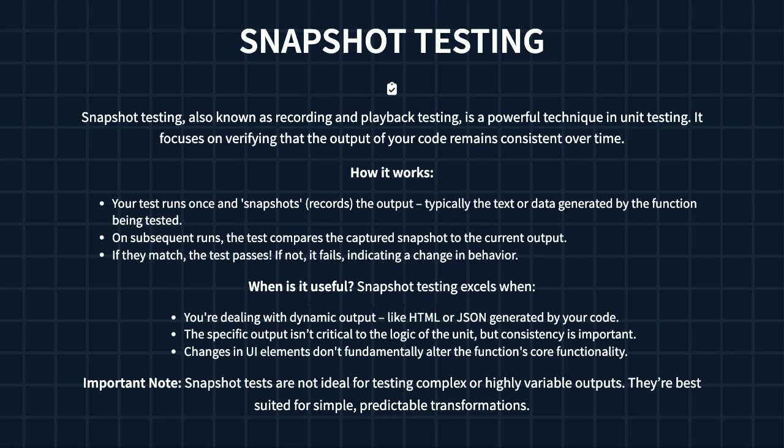It's particularly helpful when your code generates dynamic stuff like HTML or JSON, and you just want to be sure it doesn't suddenly start spitting out totally different content, while not suitable for complex scenarios. Snapshot testing is a fantastic tool in the right situation.